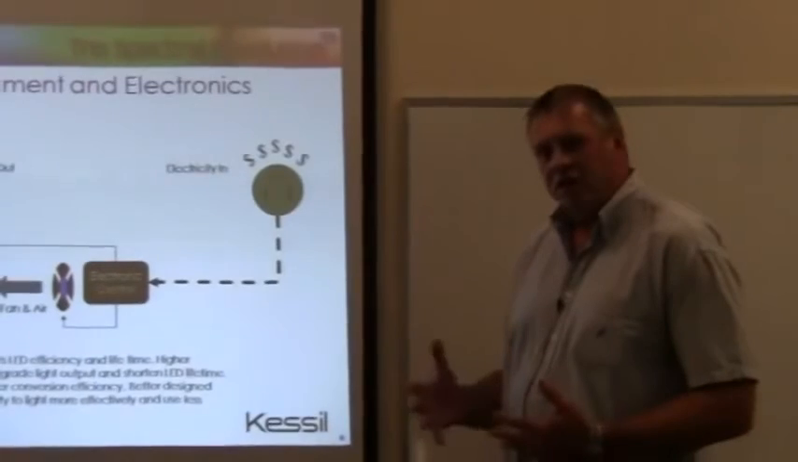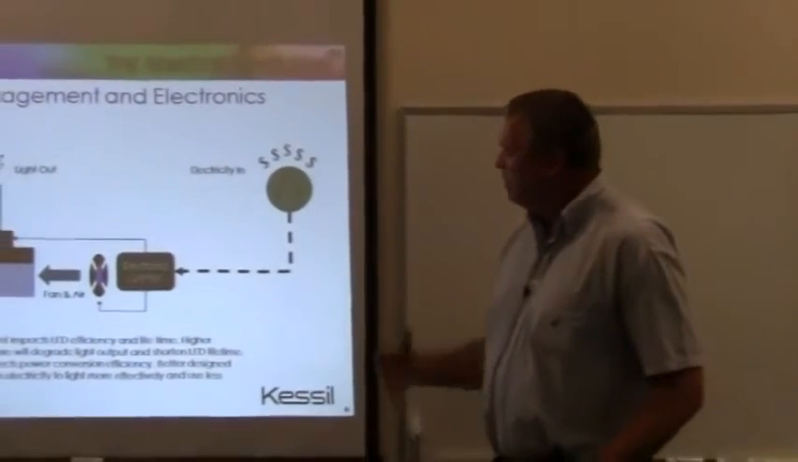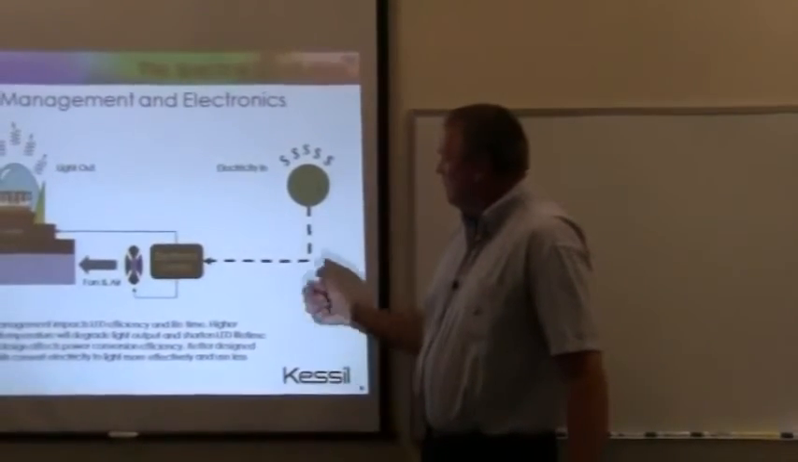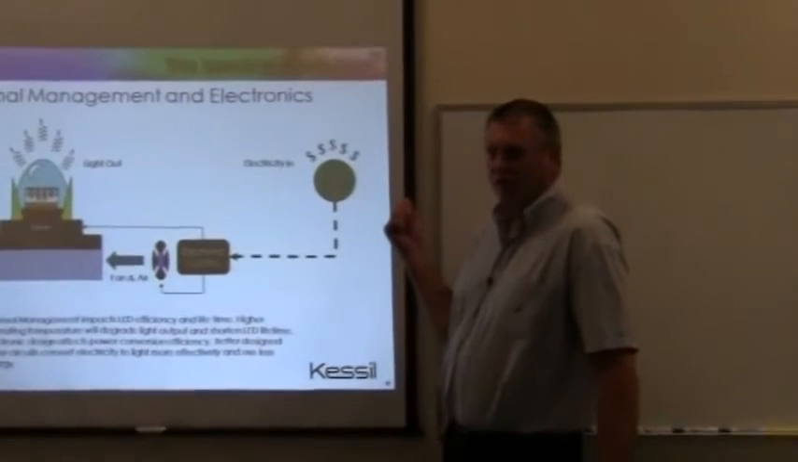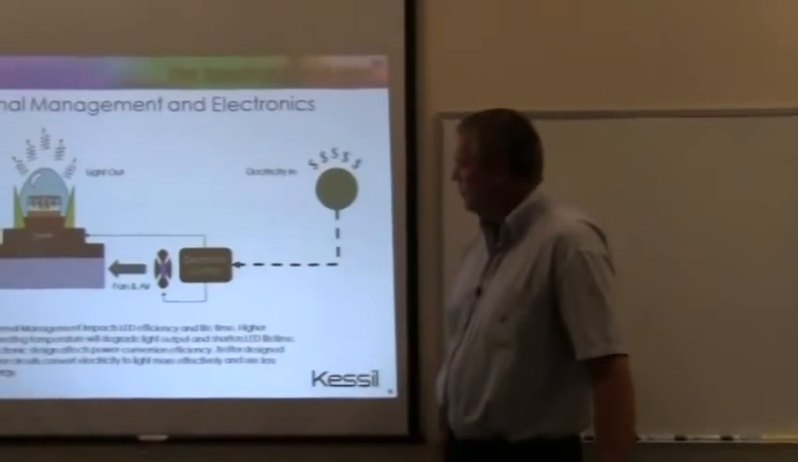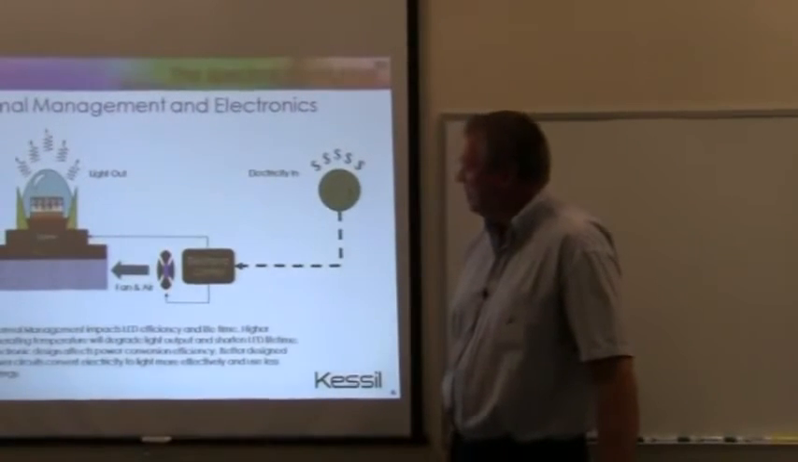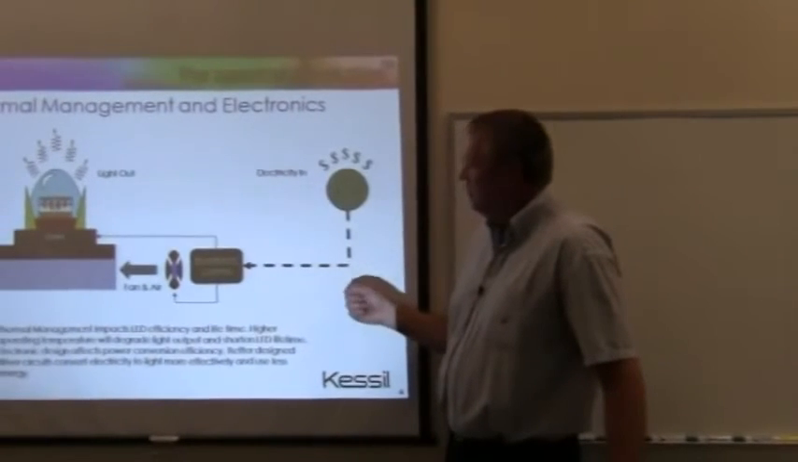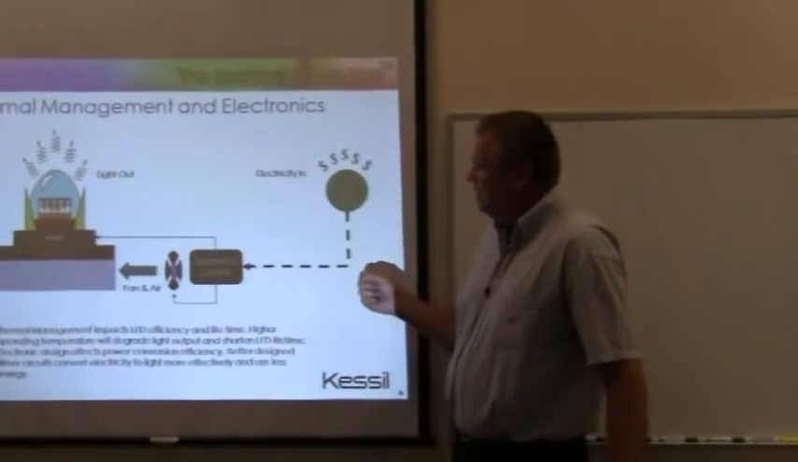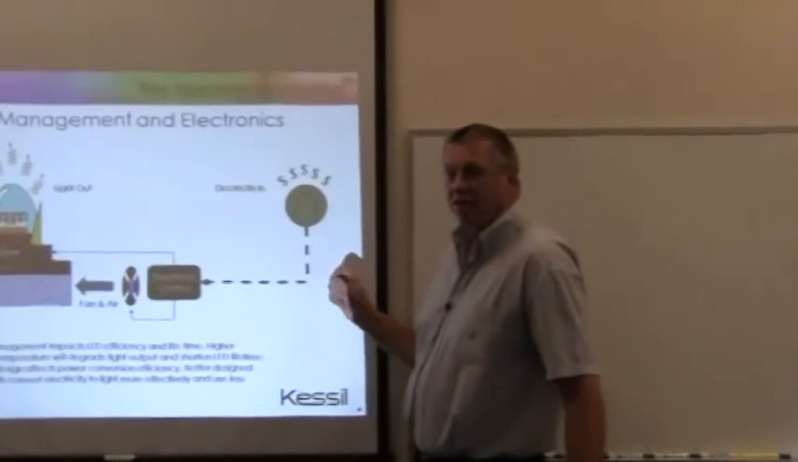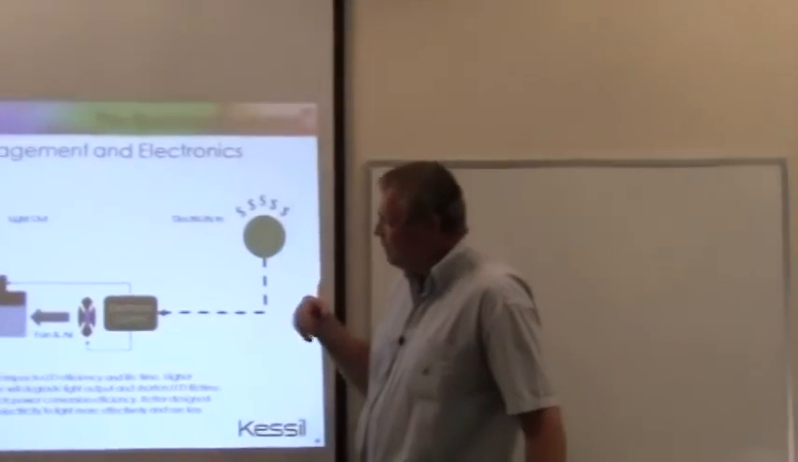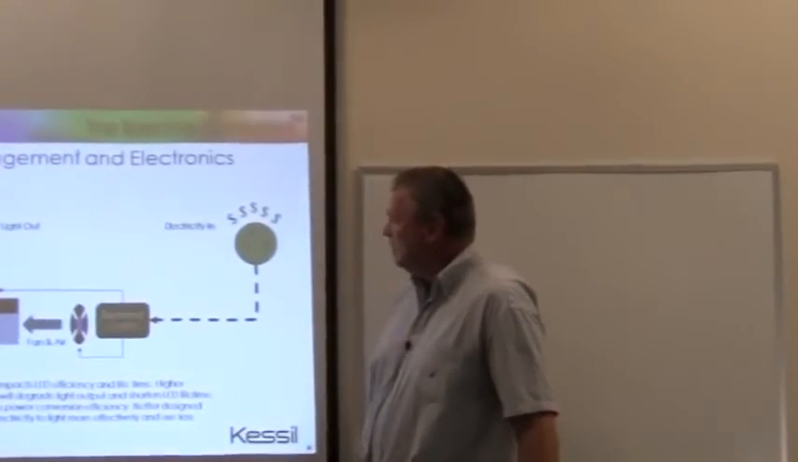LEDs like to see a constant current, and so one of the basic functions is to take wall voltage in the form of 110 volts AC and to convert that into a DC current, a constant current that's fed through all of the LEDs at the same level.